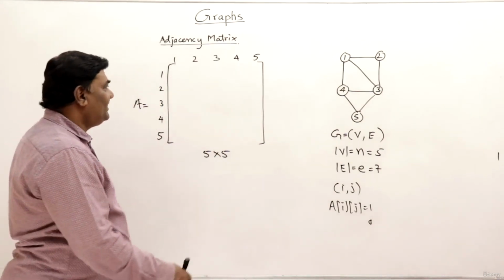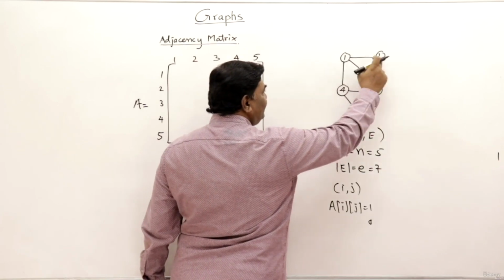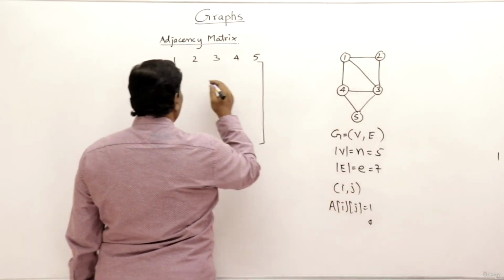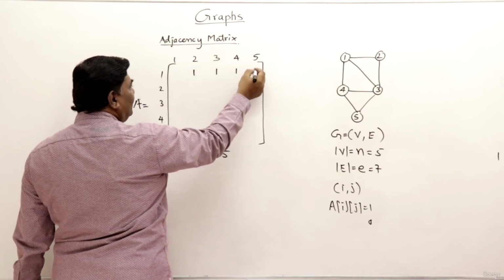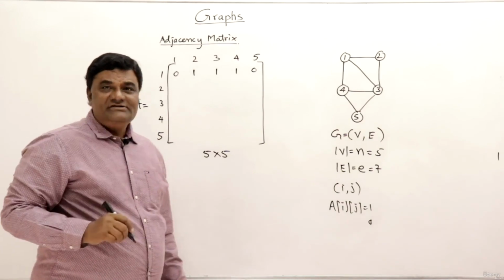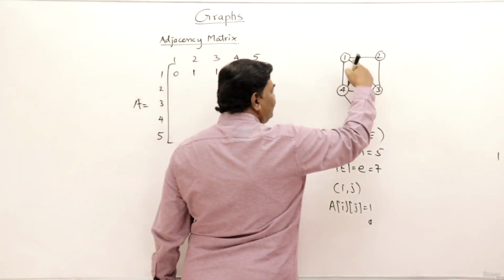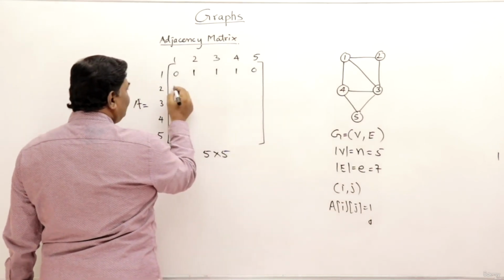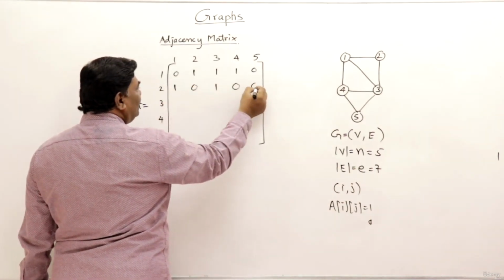So let me show you how to mark this one. Let us start from vertex 1. Vertex 1 is having edges connected to 2, 3 and 4. So from 1, there is an edge to 2, there is an edge to 3 and 4. Remaining are zeros. 0 means there is no edge. Then let us look at the second. From 2 there are edges to 1 and 3, and these are all 0.